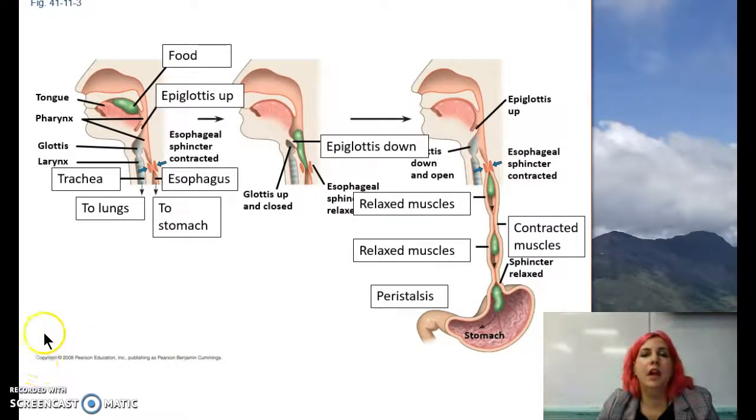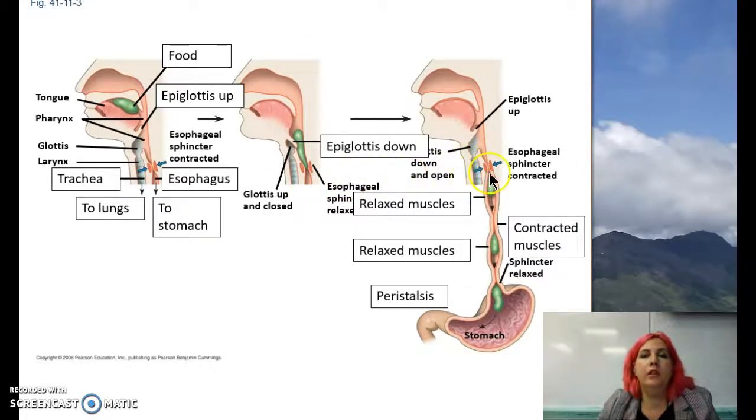So here's the process of swallowing, eating food, and peristalsis. So you see the trachea and the esophageal sphincter is contracted. You have food in your mouth shown as this big green blob. At this point, the epiglottis is up, and the trachea is allowed for air to travel through it, and the esophagus is closed. And then as you swallow food, as it enters down, it causes the epiglottis to close over the trachea, so that food can't enter the trachea, and food goes down into the esophagus, so the esophageal sphincter relaxes.